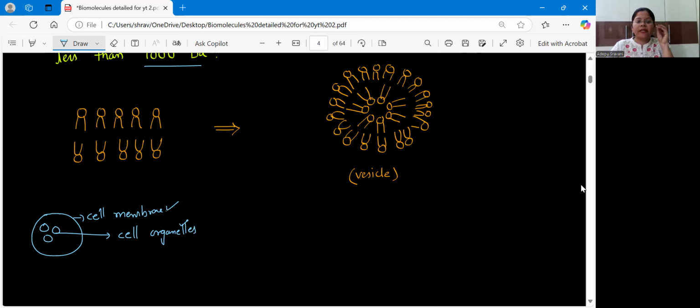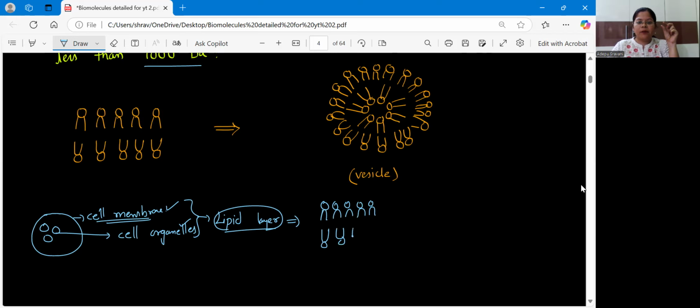And this cell membrane and the cell organelles, the outermost covering, is basically made up of a lipid layer. If you consider the cell membrane particularly, this lipid layer is made up of two layers, like this. This in detail we'll be studying in the chapter called Cell: The Unit of Life. So if you consider the cell membrane structure, it is made up of two layers. This we call the bilipid layer.